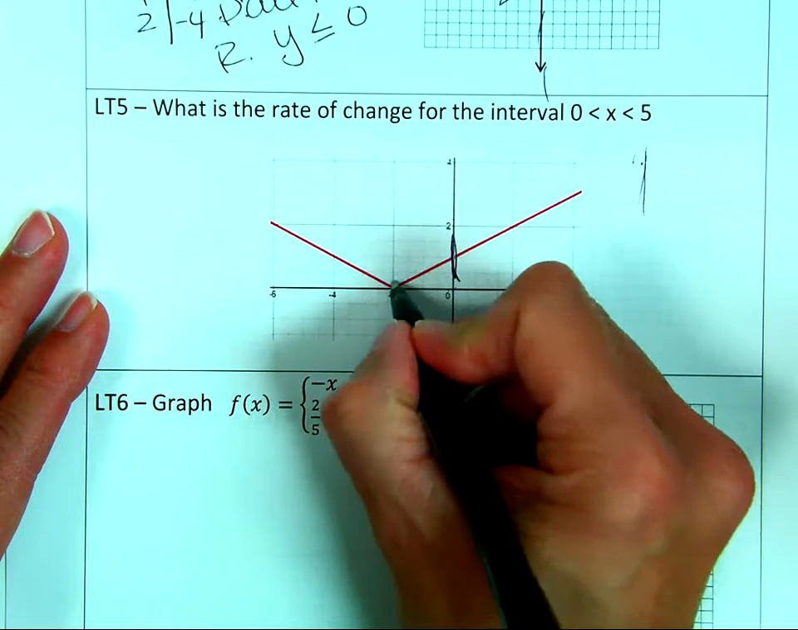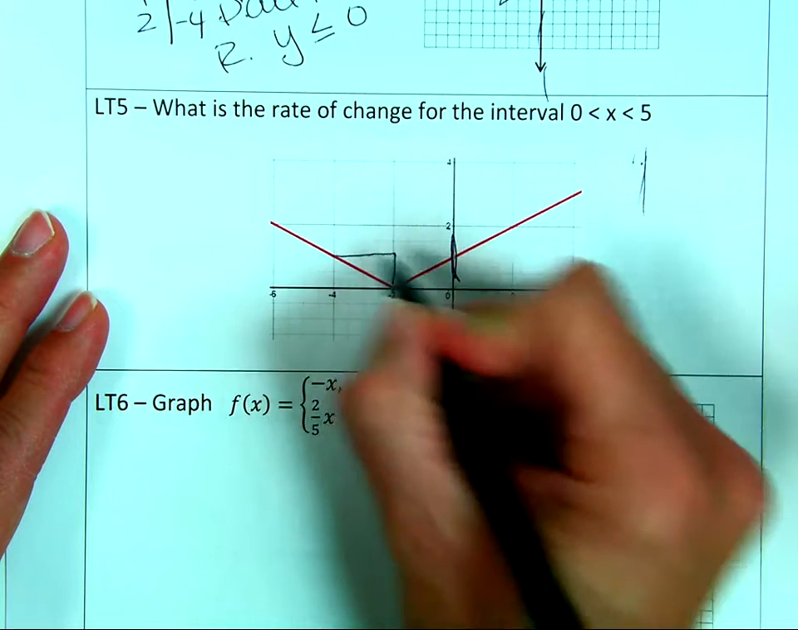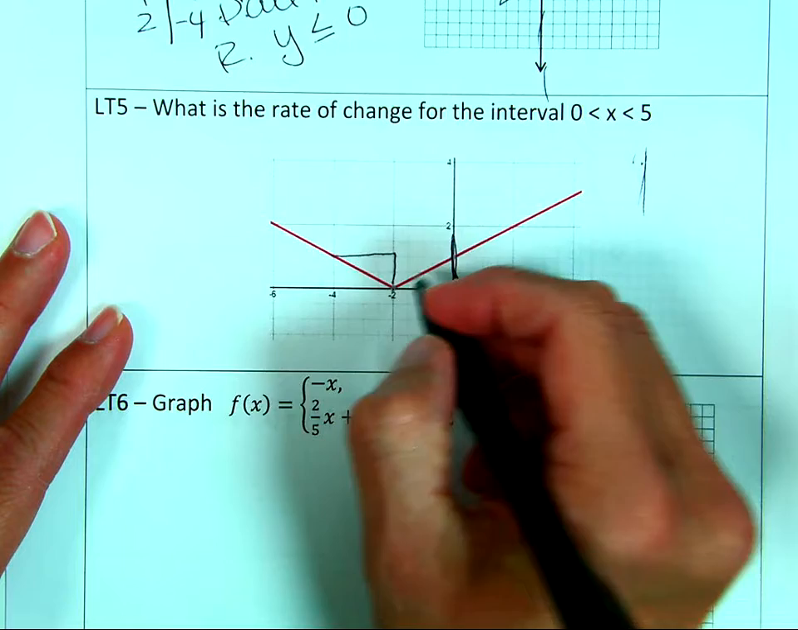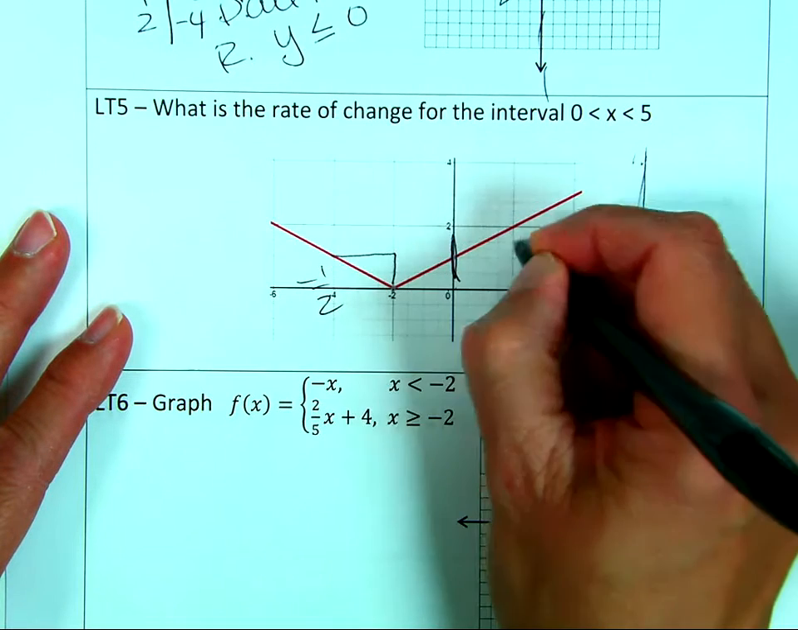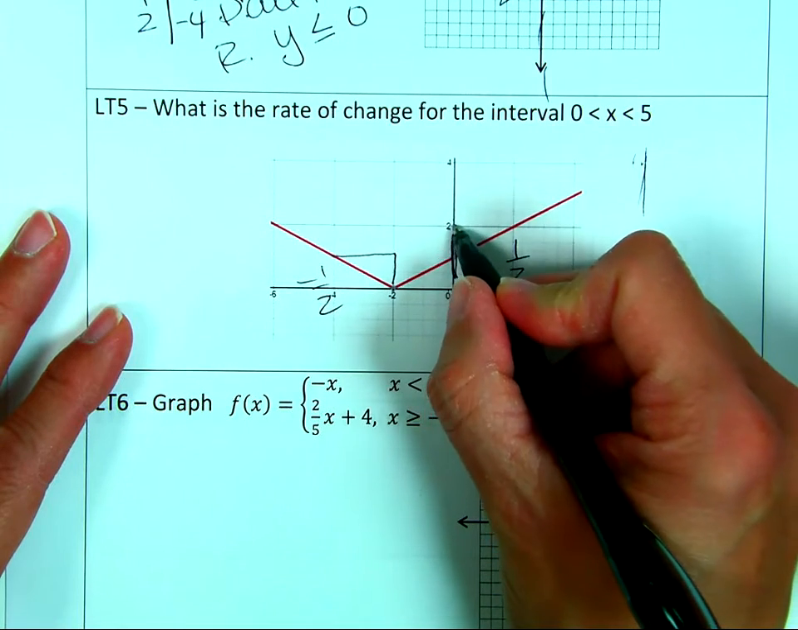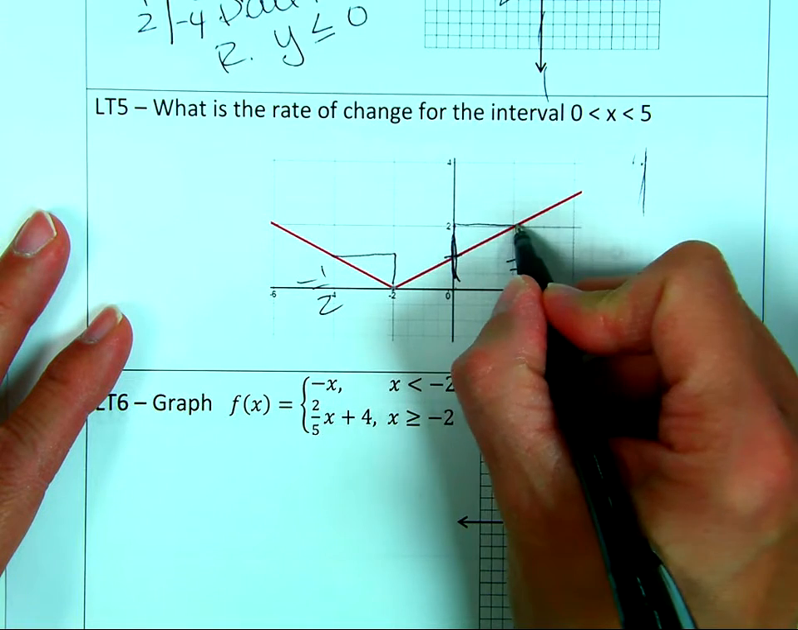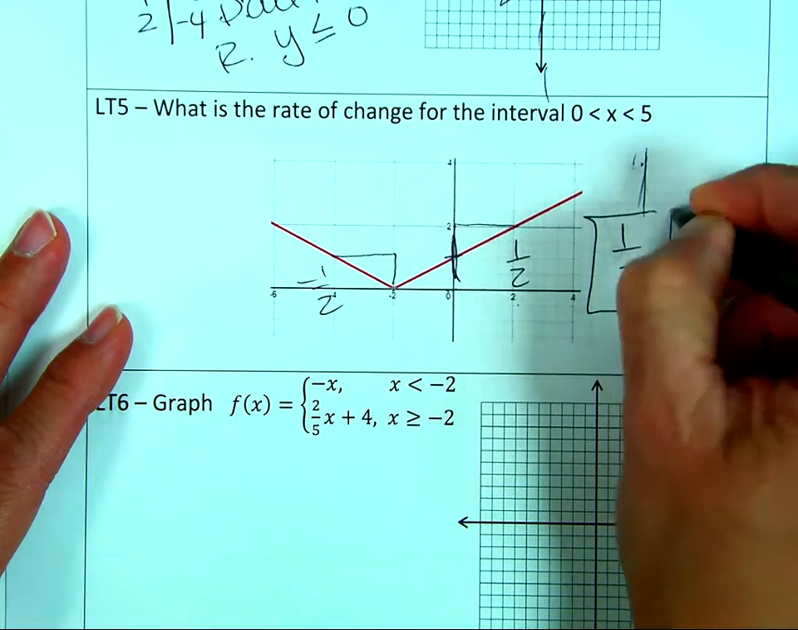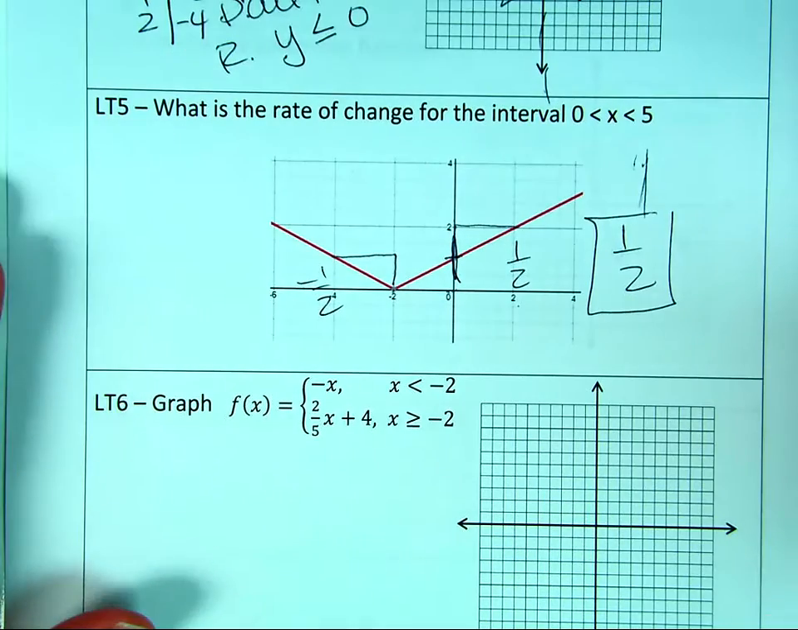So if I go up 1 and over 2, it looks like my slope is 1/2, negative 1/2 on this side. So it must be positive 1/2 on this side. So go up 1 because this is 1, and over 2 because that's counting by 2's there. So I know it's 1/2 in that interval. If they had given me this side, it would be negative 1/2.